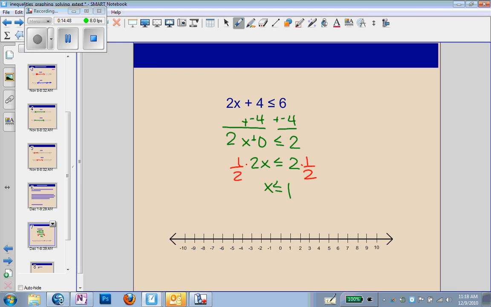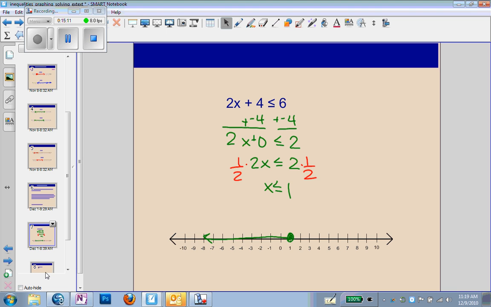Open or close circle? Close, because of the equal sign. Less than or equal to. And then do we go in the positive or negative direction? Negative. Any questions?